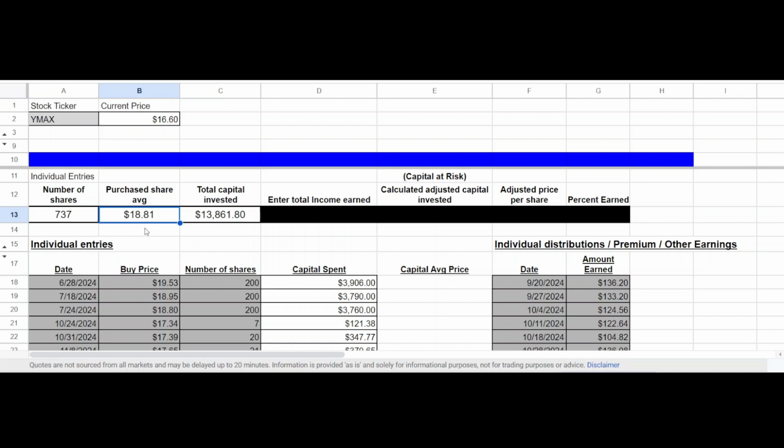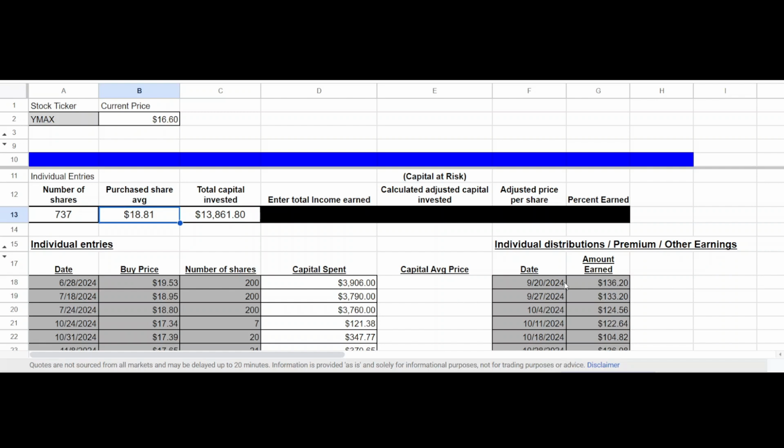So this is what, when I look on my broker, and I use Webull, it will show me that I have 737 shares. It shows that my average price per share is $18.81. And that, of course, I spent $13,861.80 for those shares. But, again, is that my actual average? The $18.81 is my average for my invested capital, but I've earned distributions. So I have earned money back. And this price per share does not take into account any distributions, any type of premiums, or any other type of earnings that I've earned on this particular ticker, YMAX.